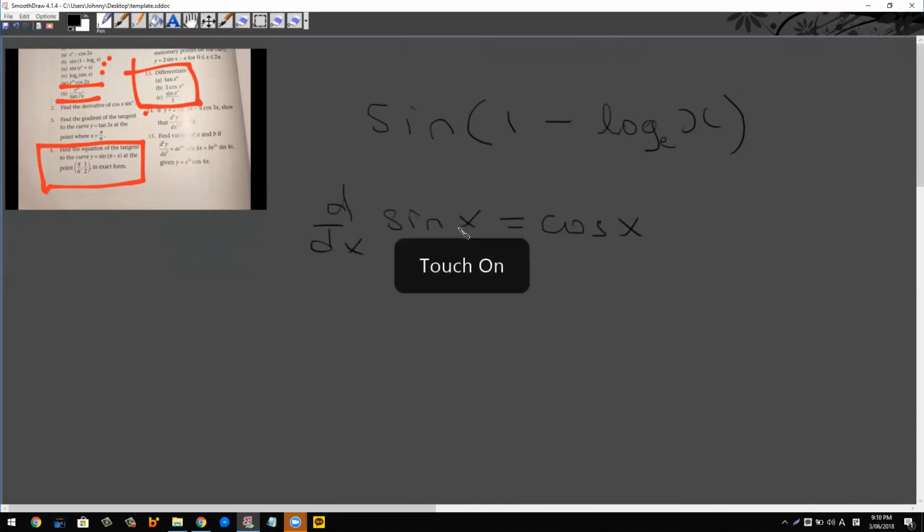Hold on. I think my tablet is acting a bit weird. Okay, sure. Just give me a minute. Sure.